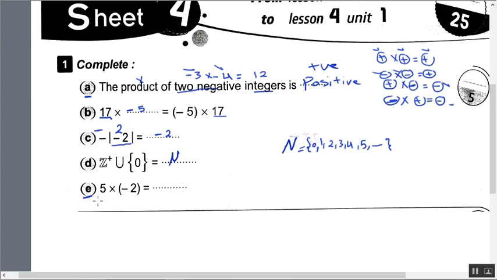Question number E. He said 5 times negative 2. Here we have 5 positive times negative 2. Here we have negative. We said before positive times negative equals negative, and 5 times 2 equals 10, so here we'll say negative 10.